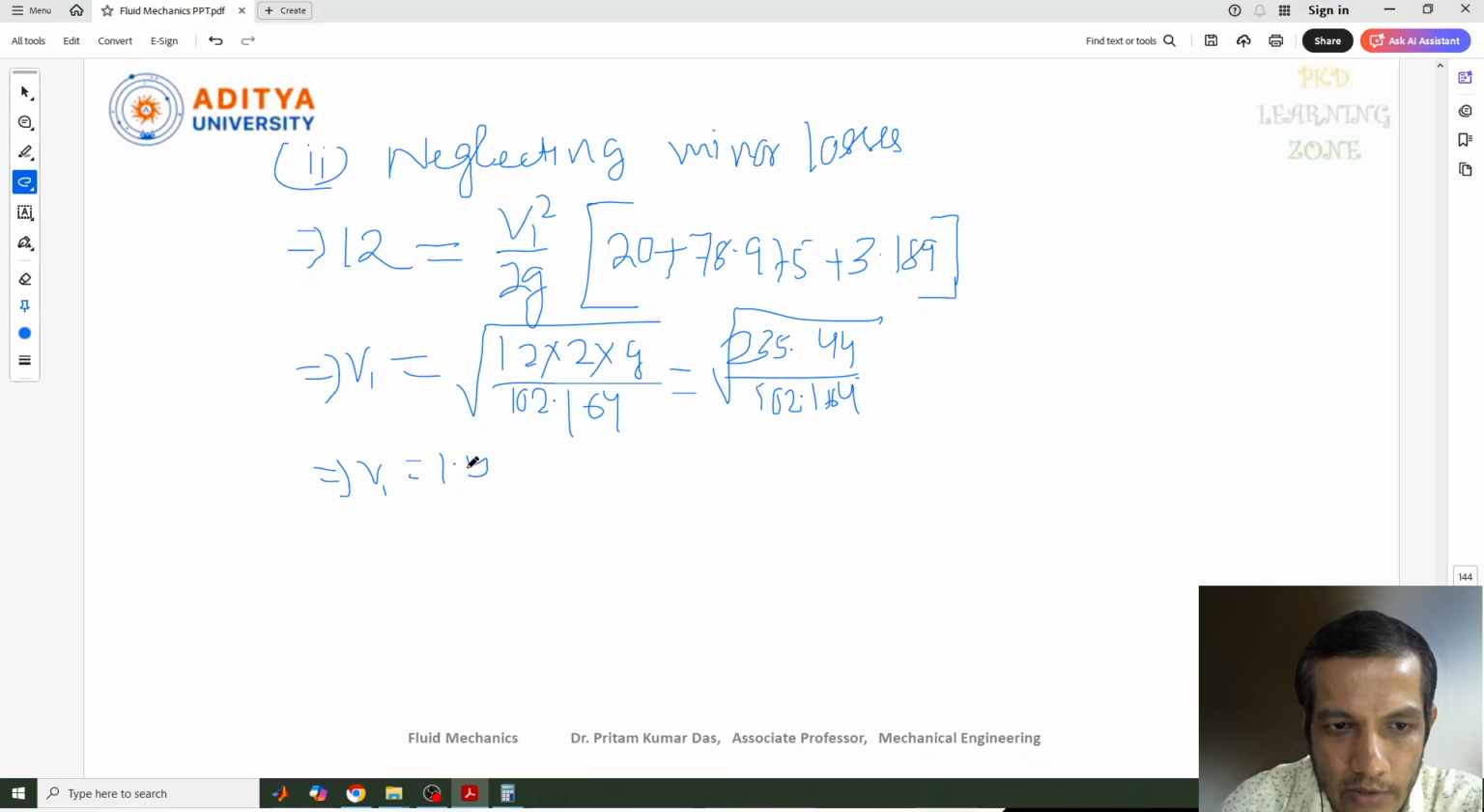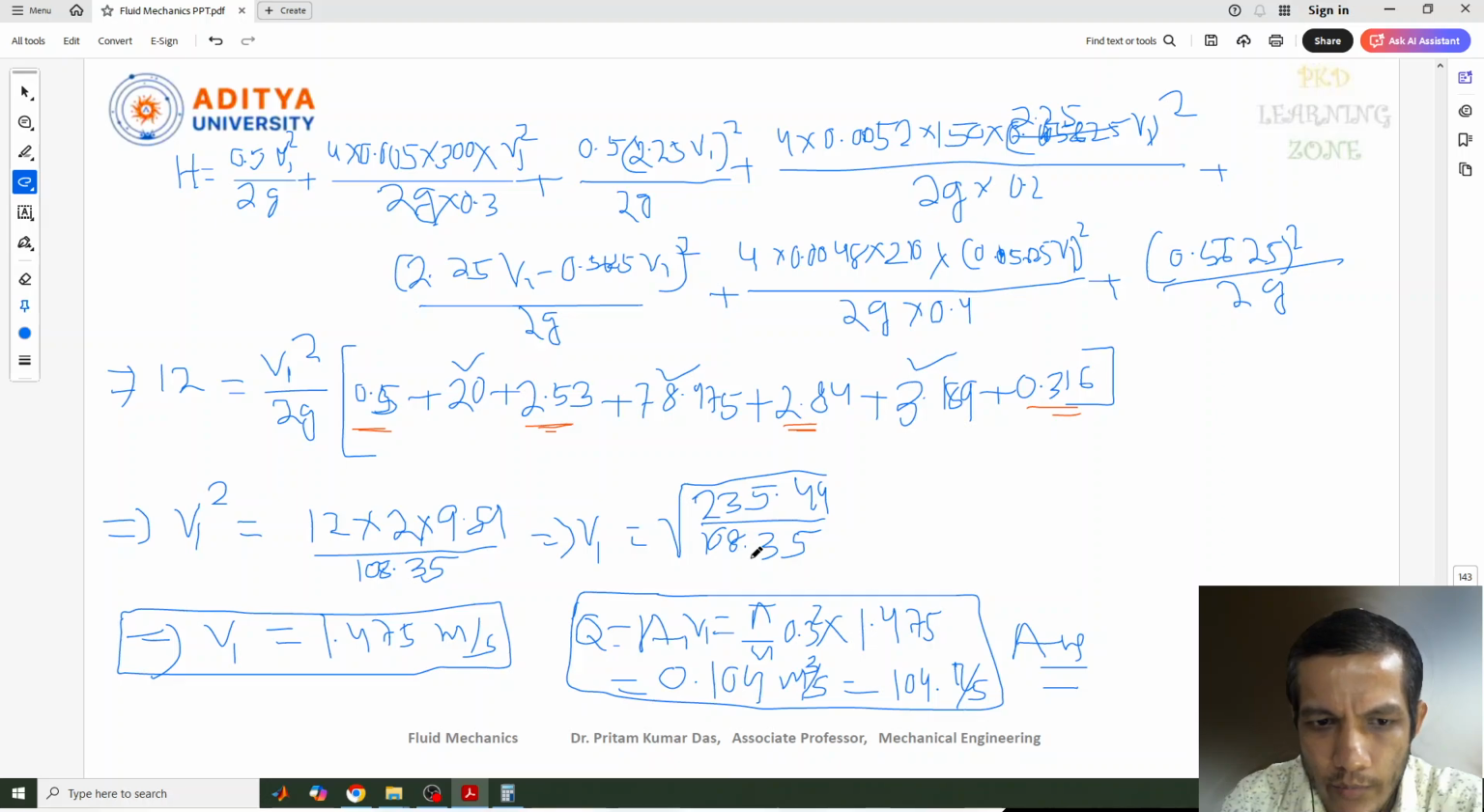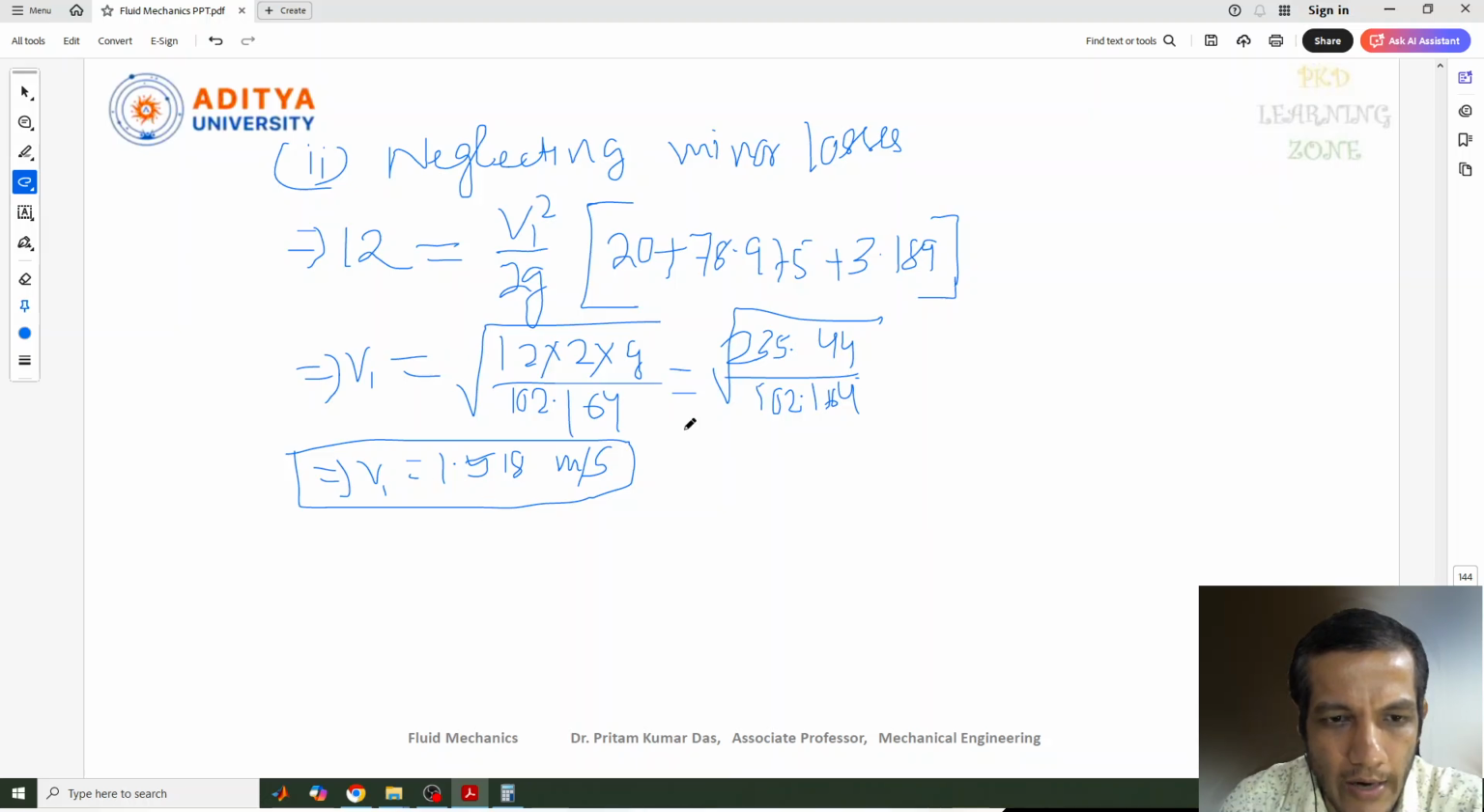So 1.518 meter per second. Compared to previous, here we got slightly more velocity. Previously we got 1.475, now we got 1.518. So finally, again we need to find out the discharge or the rate of flow Q. Again, we can write A1 V1, and here we can write pi by 4 D1 square into V1. V1 is 1.518.